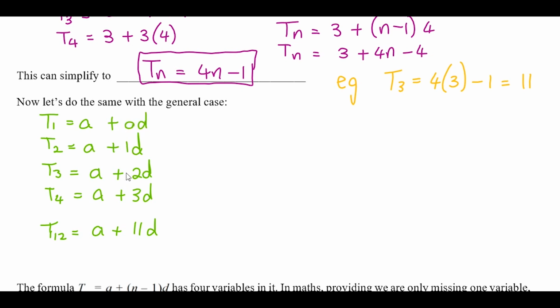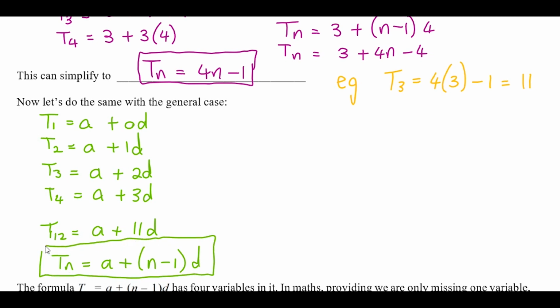And then it's 1D, 2D, 3D, always lagging by 1. It makes sense. Alright, and so clearly Tn will be A plus n minus 1 lots of D. And that is a really, really important formula. We get supplied it in all tests and exams, and now we're going to practice using it.